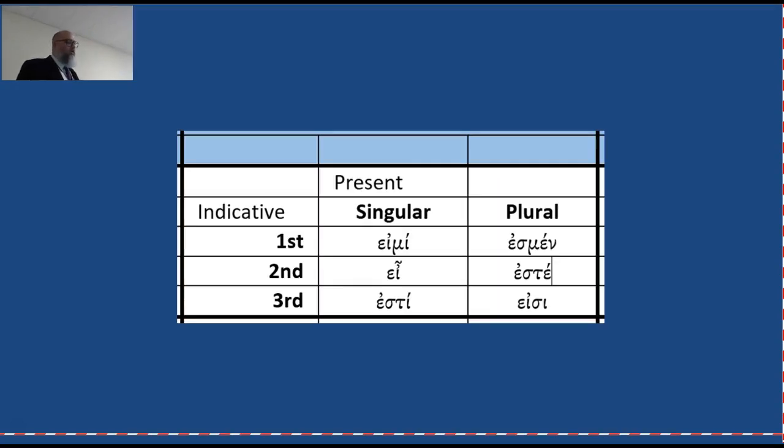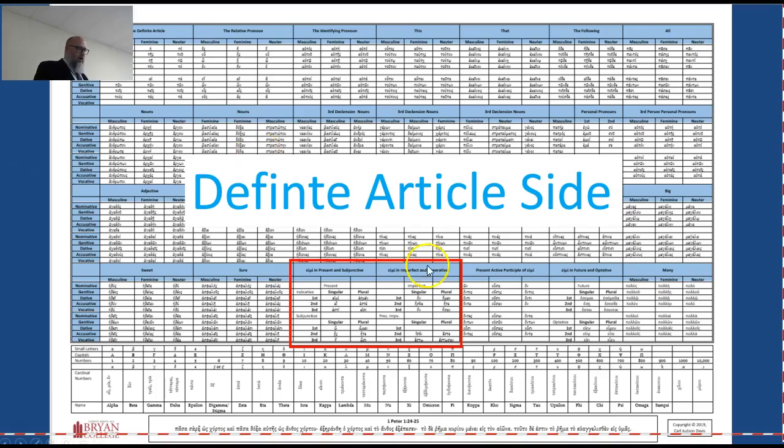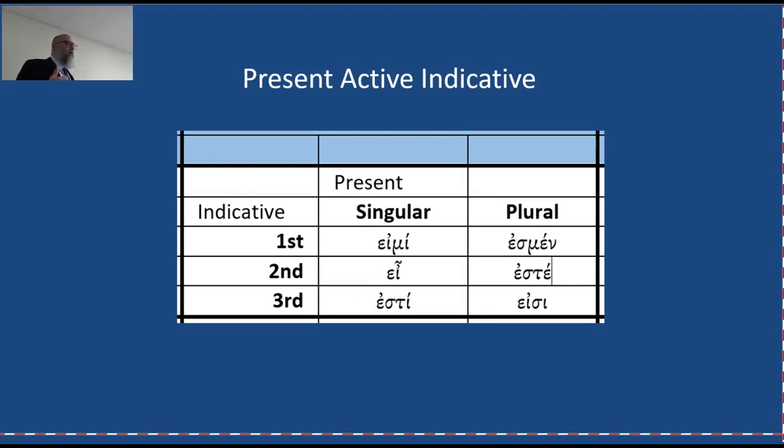So what we're trying to find is the present active indicative of Eimi. You want to find the box on that big chart, and it's going to be about right here on the definite article side. Present active indicative Eimi. And you say, what in the world is that? What is the present active indicative?